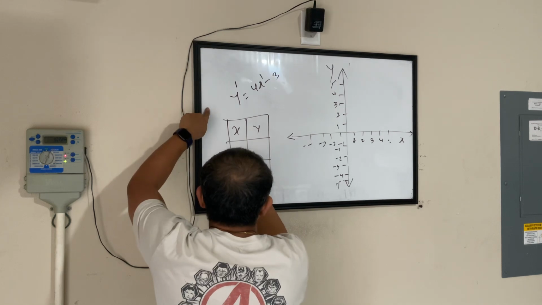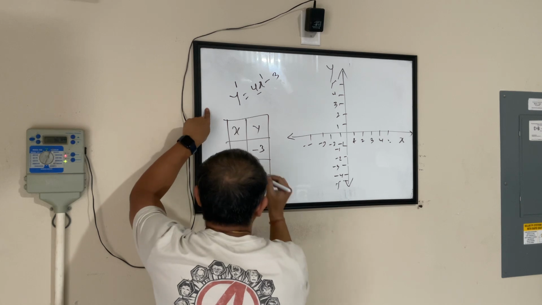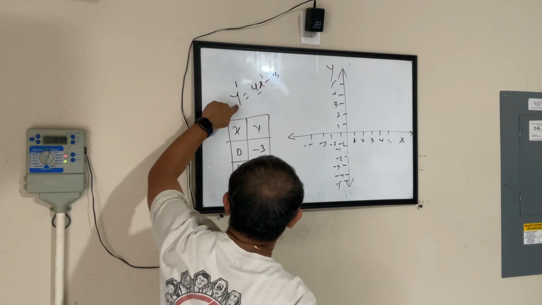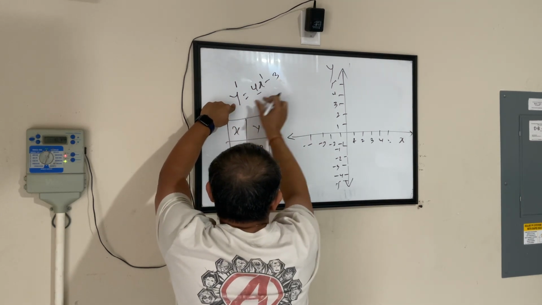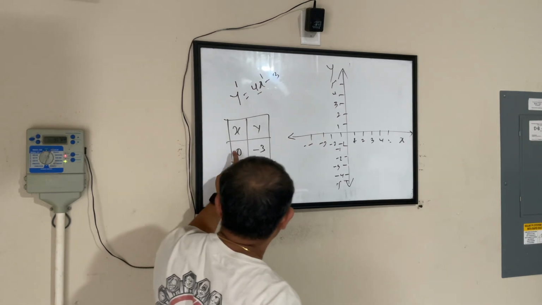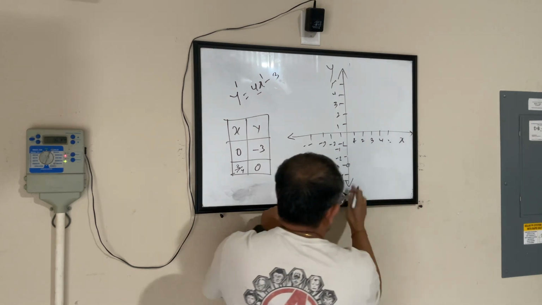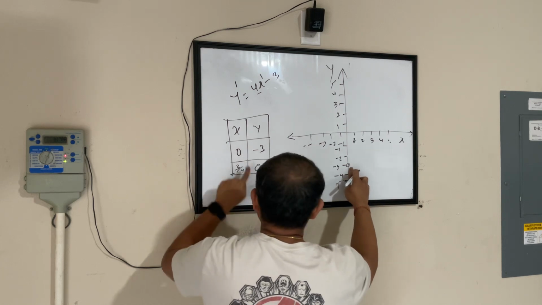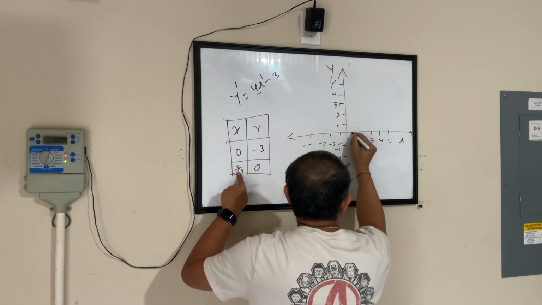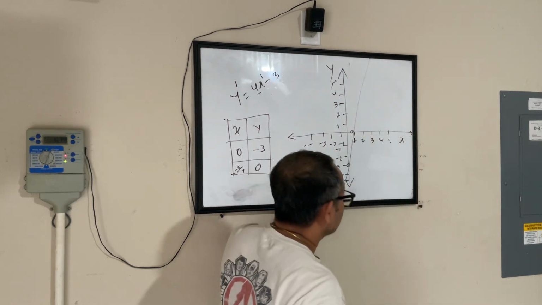When x is 0, y equals minus 3. When y is 0, x is 3 by 4. When y is 0, 4x minus 3 will be equal to 0. So 4x will be 3 and x will be 3 by 4. So we got two values: x is 0 and y is minus 3. And the second point is x is 3 by 4, so less than 1, and y is 0. So this is my second point. I can join these 2 points and that becomes my straight line.